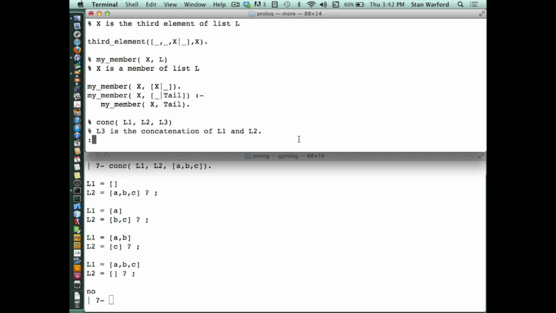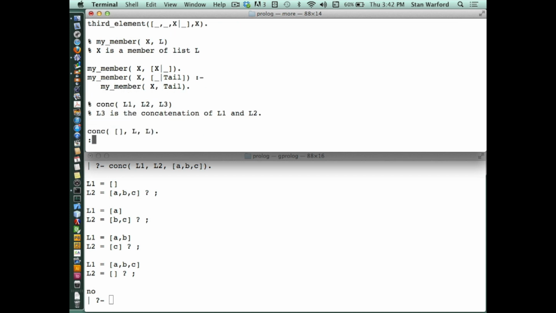Here comes the kicker. How do we define L3 to be the concatenation of L1 and L2? Watch this. What's the base case? Do you agree that this makes a reasonable base case? In other words, if you concatenate the empty list with L, you get what? You get L. Are you with me? So that's the first thing it will try. If it tries that and succeeds, good. But if it doesn't succeed that way, then what do we have to have?